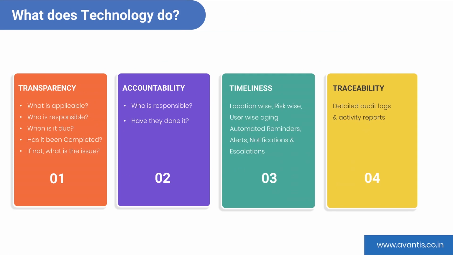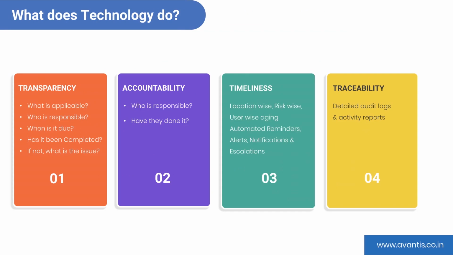Knowing location-wise, risk-wise, user-wise, aging reports with automation and reminders, alerts, notifications, and escalations coming to your web platform, your emails, your mobile platform, your SMSs, so that you don't end up missing critical compliances. So timeliness is a big piece of it.